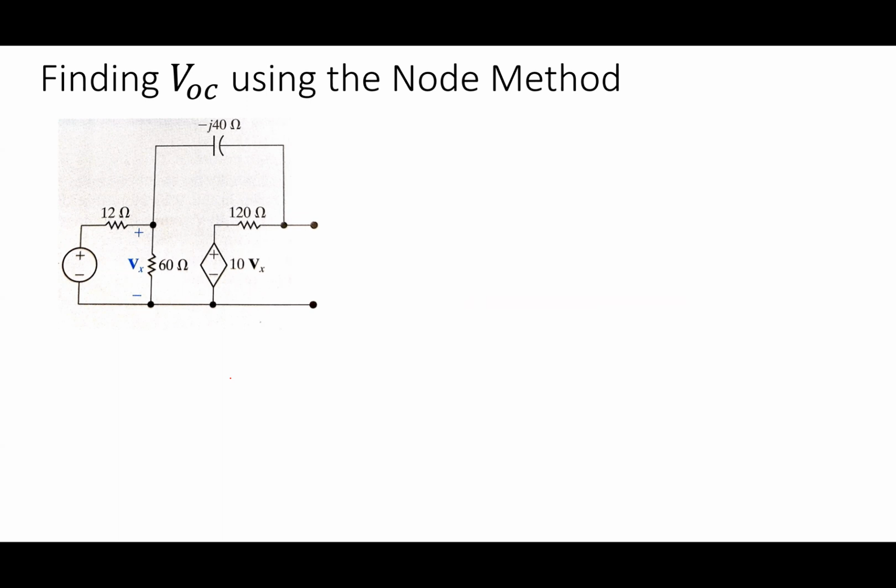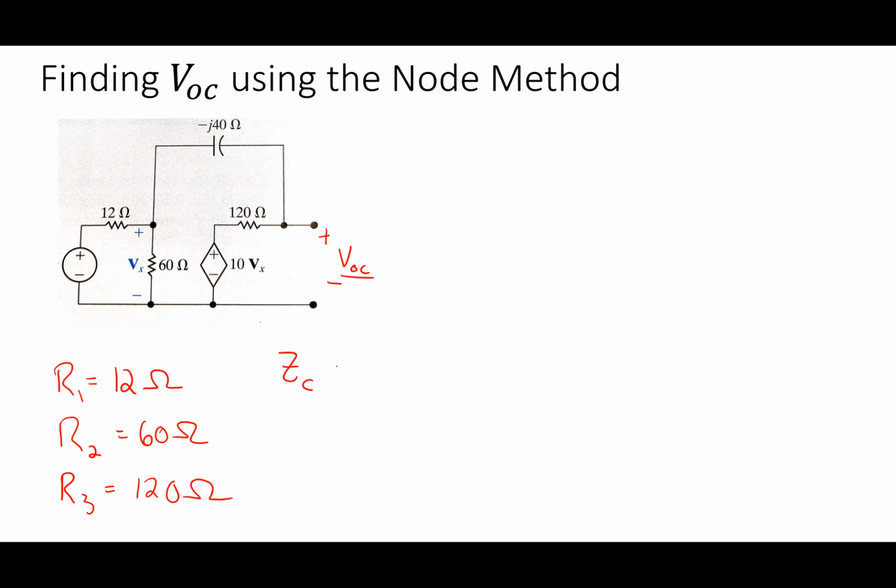So I want to find VOC. VOC is here, so I want to find the phasor for it, and I'm going to use the nodal method. I'm going to make some definitions here. The 12 ohm is going to be R1. The 60 ohm is going to be R2. R3 is going to be the 120 ohm. And the capacitor, Z sub C, is going to be the negative J40.